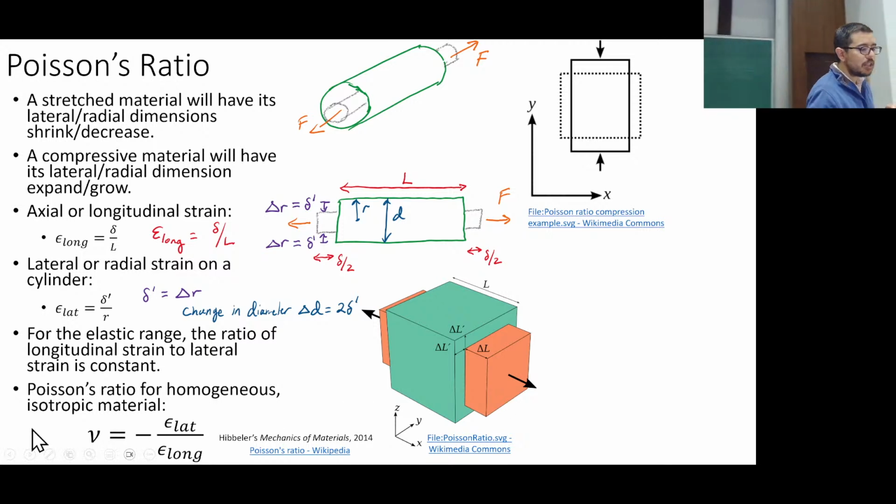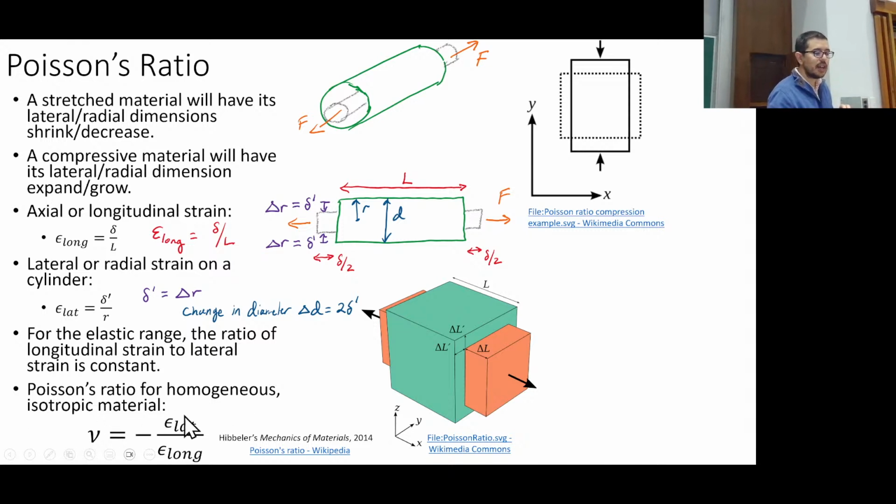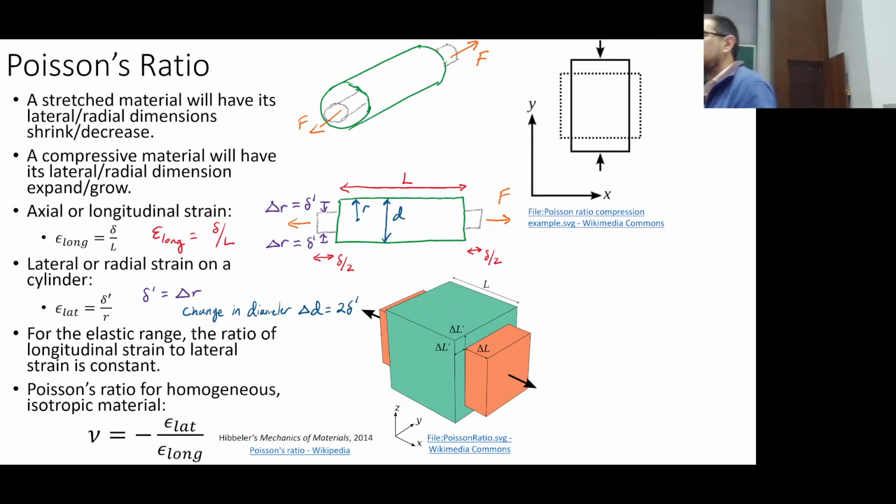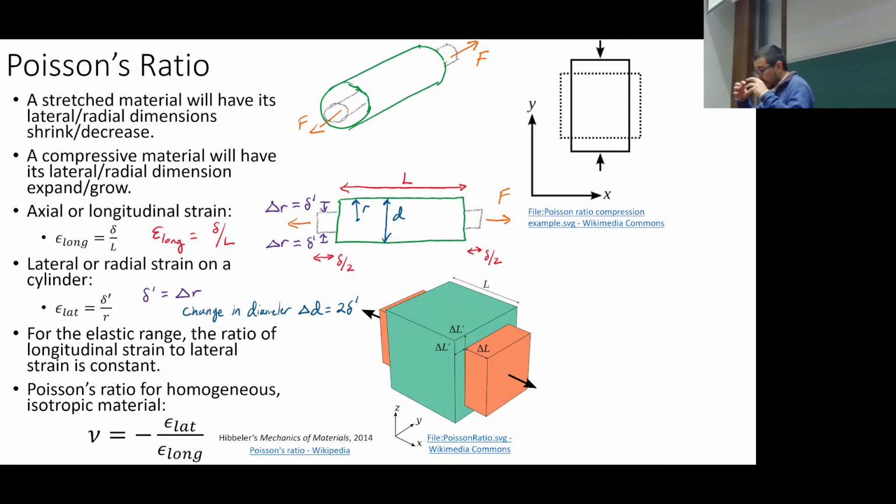The Poisson ratio for homogeneous isotropic materials is always positive. That's what that negative sign does. Because if I apply a positive longitudinal strain, I expect a negative orthogonal lateral strain, and then I put a negative sign in front of it. So Poisson ratios are positive.